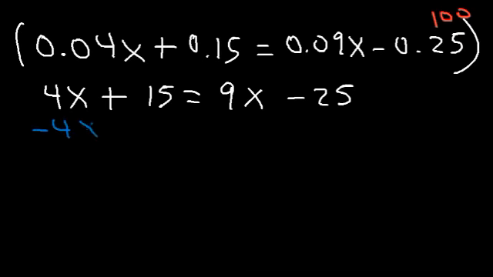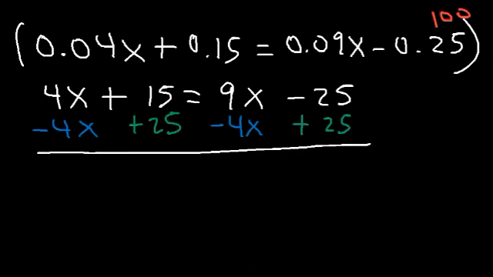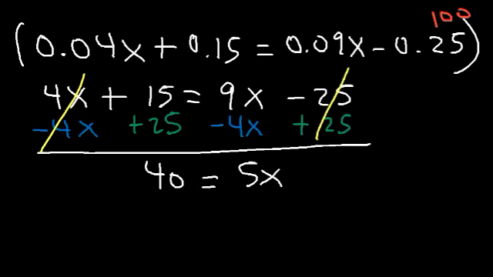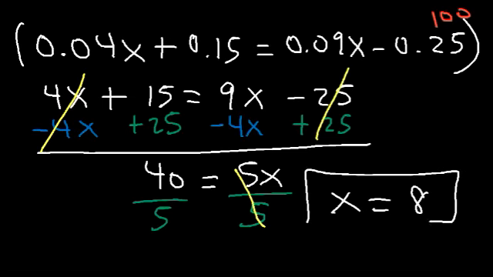So now let's subtract 4x from both sides, and simultaneously let's add 25 to both sides. So these will cancel. 15 plus 25 is 40. 9x minus 4x is 5x. So to isolate x, we need to divide both sides by 5. So 40 divided by 5 is 8. So that is the value of x for this particular problem. And as you can see, it's not that bad.